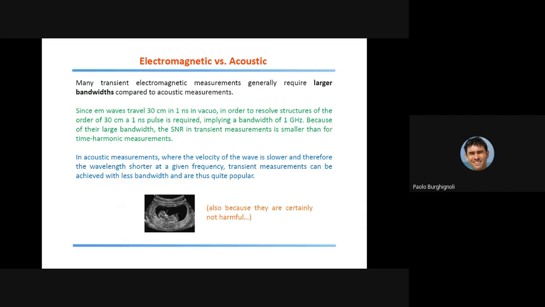And now the signal-to-noise ratio in transient measurements is typically smaller than for time harmonic measurements for this reason. One way to overcome this is to use slower waves, and this is why acoustic measurements are quite popular. In that case, the velocity of the wave is much slower, and therefore the wavelength is in turn shorter for a given frequency, and transient measurements can be achieved essentially with less bandwidth and therefore less noise. Also, of course, acoustic waves are certainly not harmful, and this is why they're used in diagnostics, echographies, and so on.